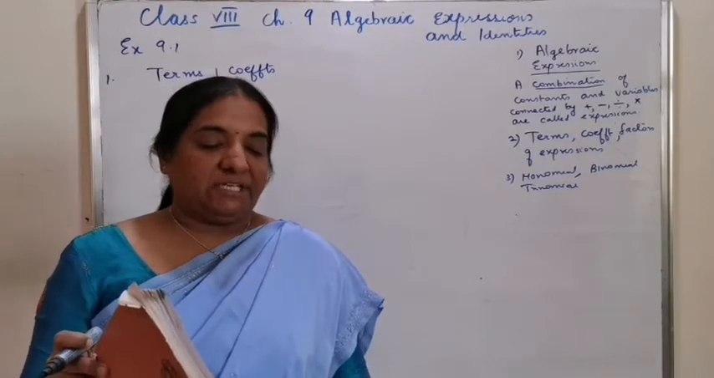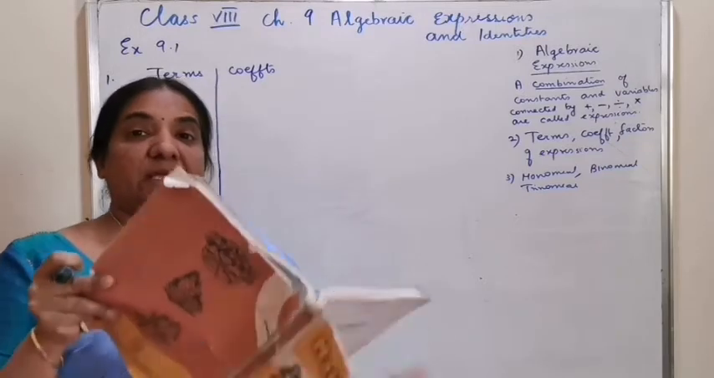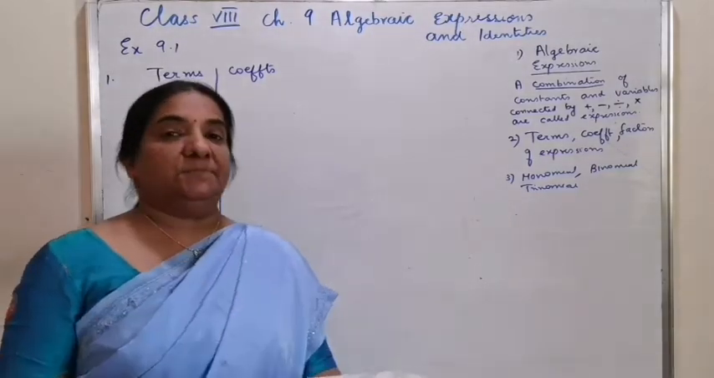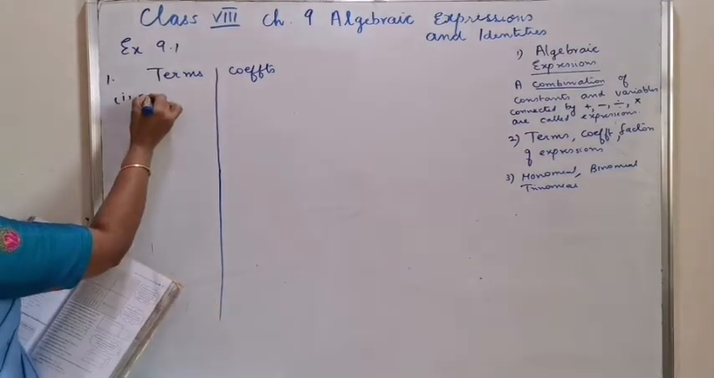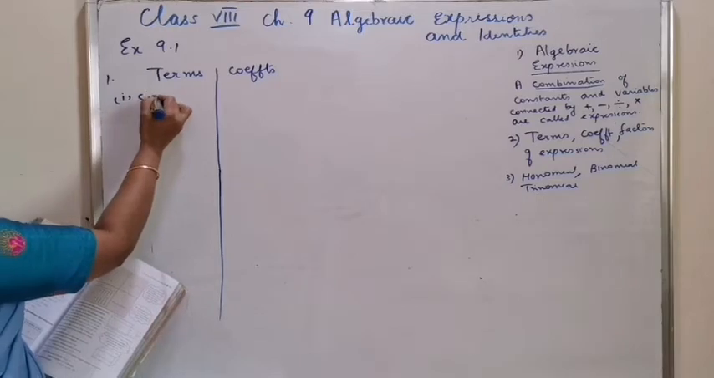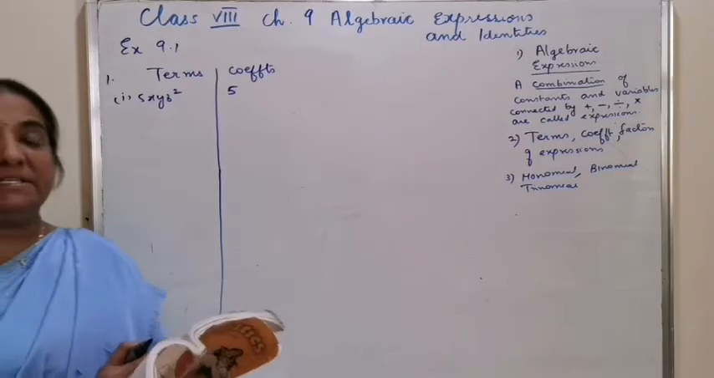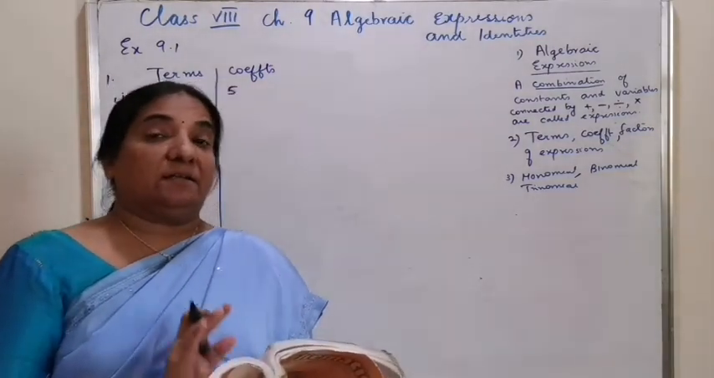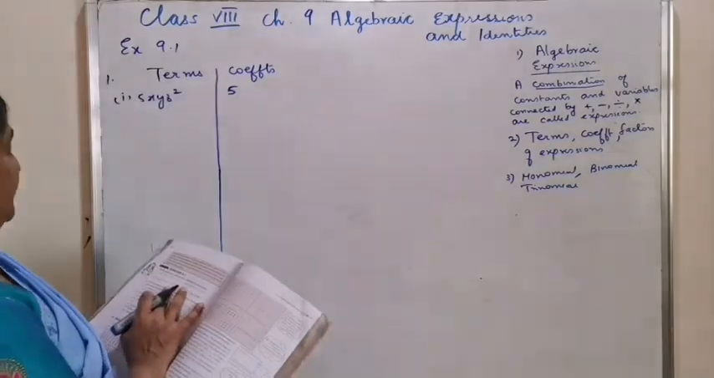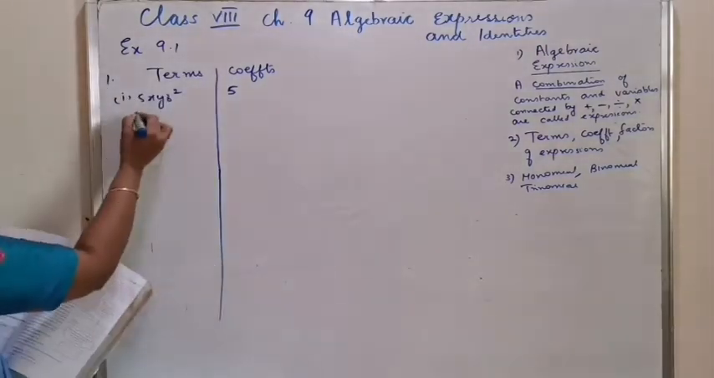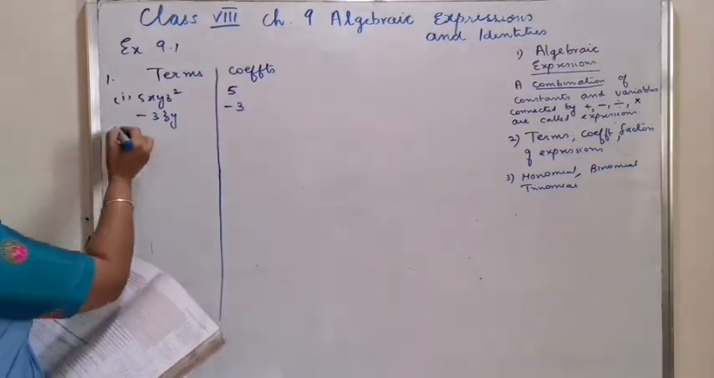Exercise 9.1, question number 1. Identify the terms and their coefficients for each of the following expressions. What are the terms for the first one? The first one, 5x y z square. For that term, the coefficient is 5. Because in this question, they mentioned only coefficient. They are considering the numerical value only. Then the second term is minus 3zy and the coefficient is minus 3.